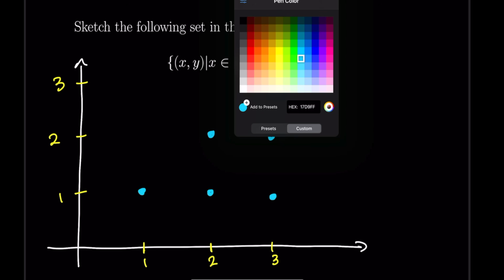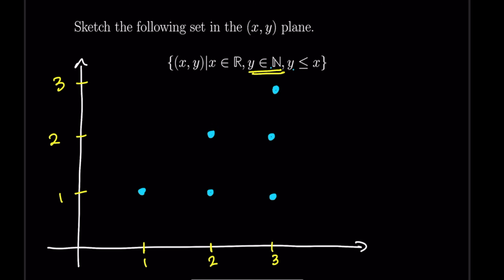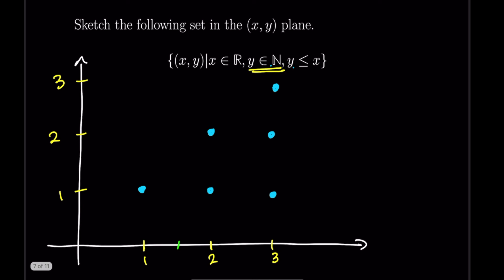Now let's fill in some of the missing parts. So what happens if x is like 1.5? So let's say it's right there. Well, the only natural number which is less than or equal to 1.5 is 1. So that's the only y value we can take. And that's going to be true for everything between 1 and 2. So that'll fill in everything right here.